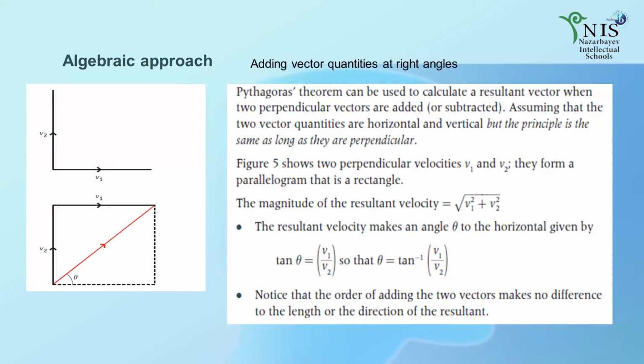The figure shows two perpendicular velocities v1 and v2. They form a parallelogram that is a rectangle. The magnitude of the resultant velocity is, according to the Pythagorean theorem, equal to this one. The resultant velocity makes an angle theta to the horizontal given by a trigonometrical formula, and you can solve this in this way. Notice that the order of adding the two vectors makes no difference to the length or the direction of the resultant.